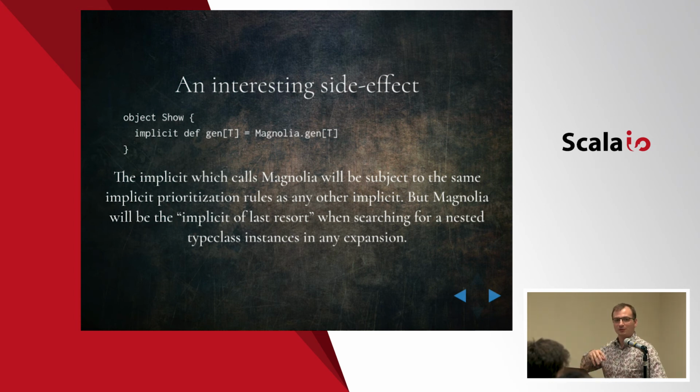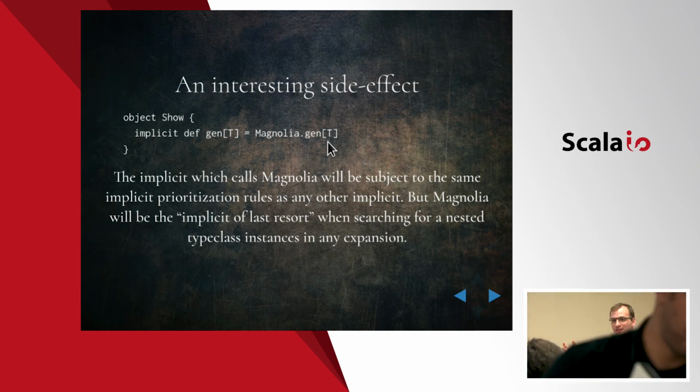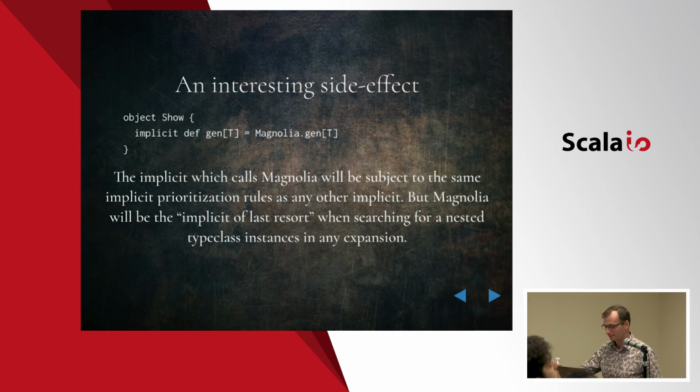But if, for some reason, you did want it to have higher priority, all you need to do is explicitly call this gen method, just up here, and assign it to an implicit, and you put that implicit for whichever particular subtype you wanted to give higher priority, you put that in local scope. So I think sensible default with an escape hatch if it's not what you wanted.